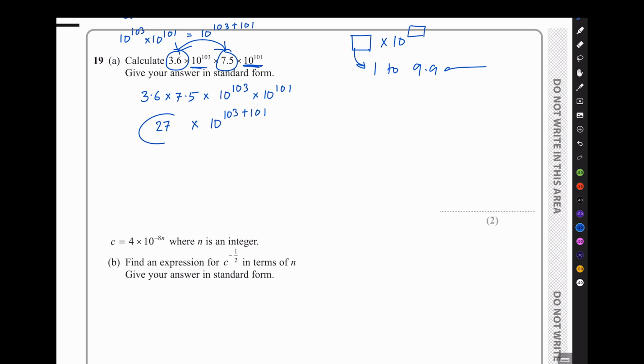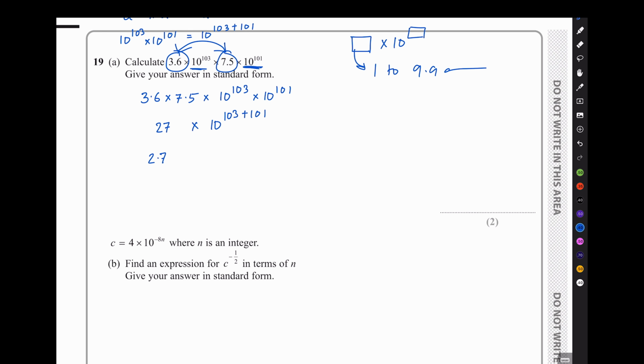Since this number is greater than 9.9999, we can split this 27 into 2.7 times 10, and this is 204. I hope you're with me so far. Now it's very easy. This is 10 to the power 1, right? So I can combine the powers of these two using this formula again. So this becomes 2.7 times 10 to the power 205.